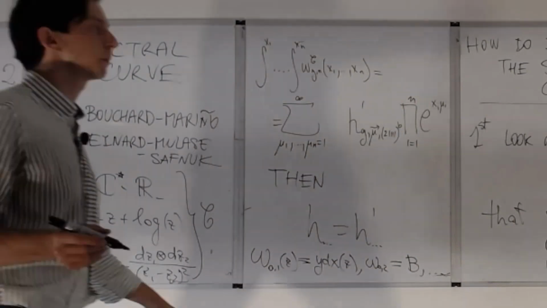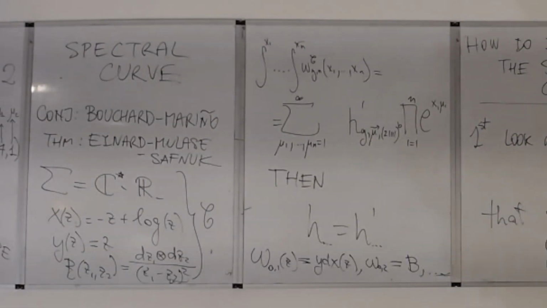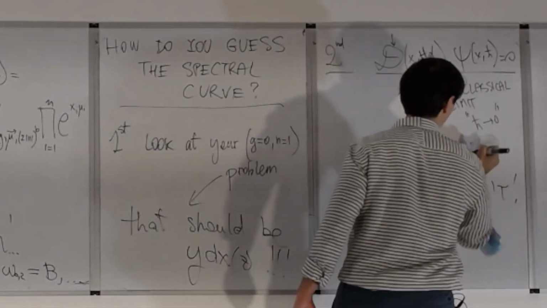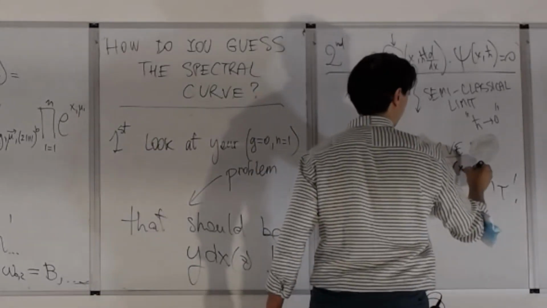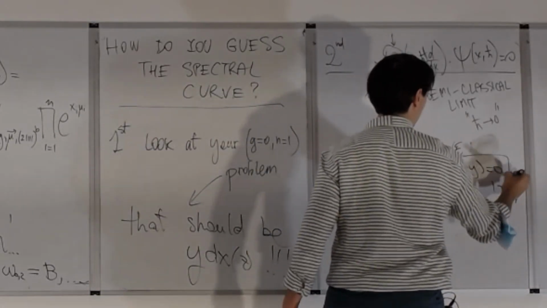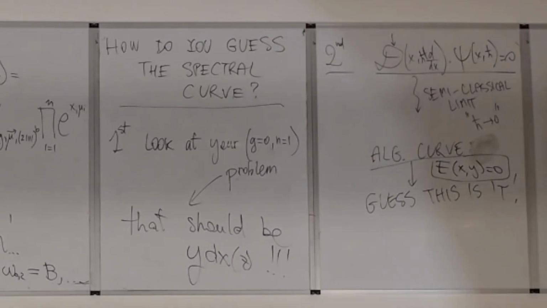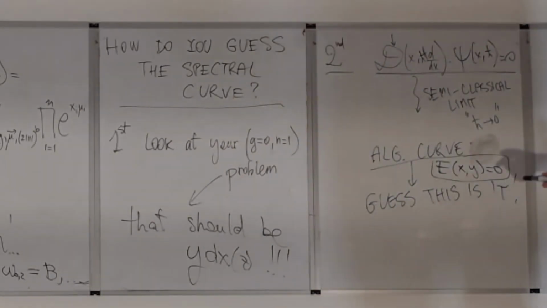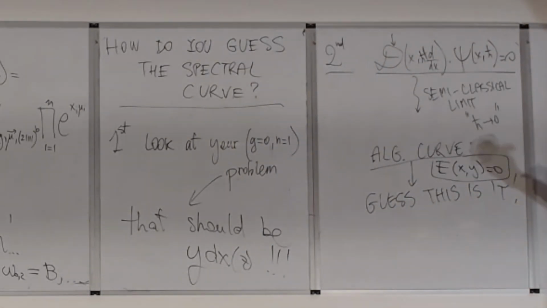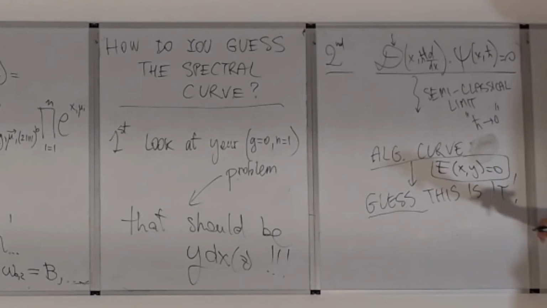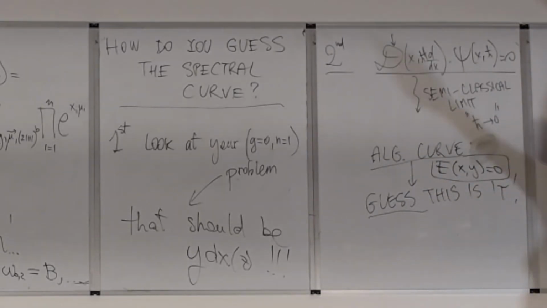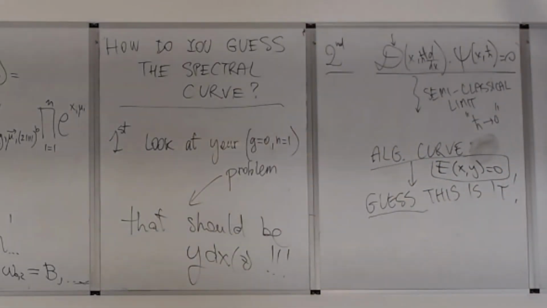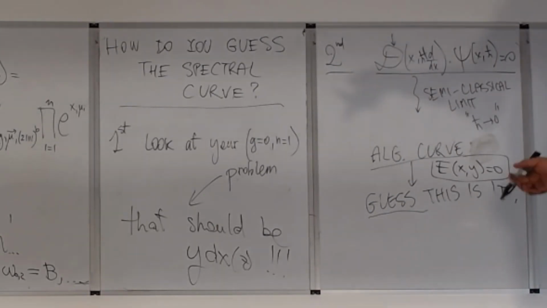So this algebraic curve, you get it as a polynomial. You get it in the form, if you're lucky, E of x and y equal to 0. And now you parameterize it. If it's genus 0, you find the global parameterization and so on. And then this is a relation between x and y. And you just guess that this is your spectral curve. And then you start computing. Start computing with topological recursion, you get numbers. You take your numbers, you check whether they are correct.